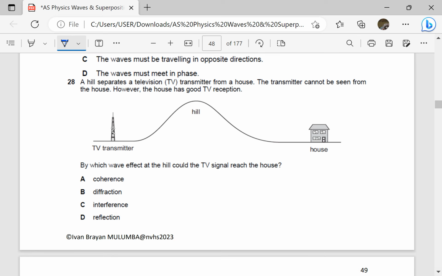A hill separates a television transmitter from a house. The transmitter cannot be seen from the house. However, the house has good TV reception. Of course, what is sending undergoes diffraction and can spread around the hill until it reaches the house. Therefore, by which wave effect at the hill could the TV signal reach the house? That is automatically diffraction.